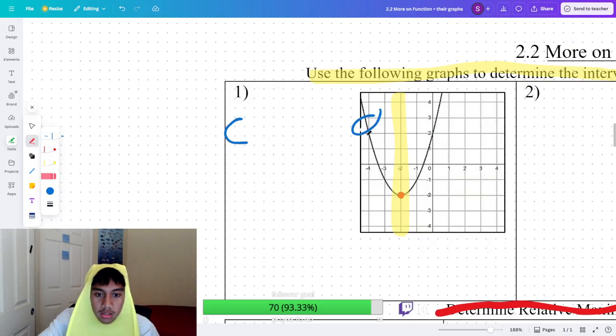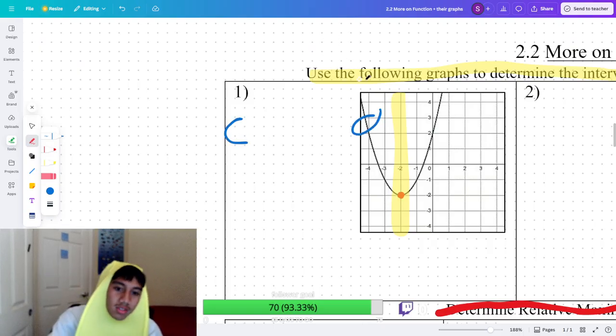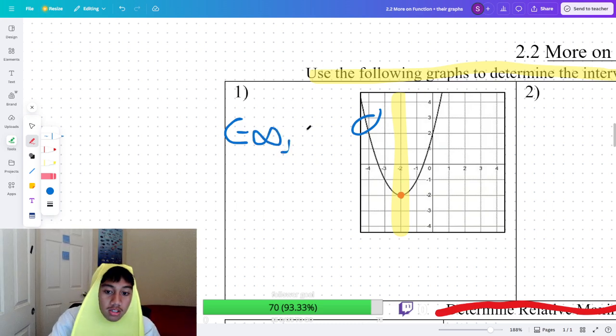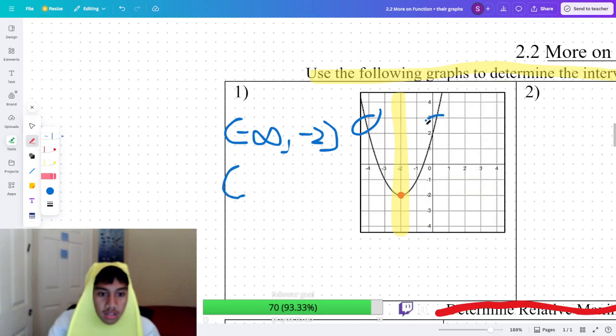So I'm looking at this and I notice that it starts from what seems to be forever ago. So I write negative infinity, but it does stop at negative 2. So that's the first half of my answer. Second half would be the right side of my graph. So we start off where we left off at negative 2, and again it seems like it's going on forever, so I'll put infinity.